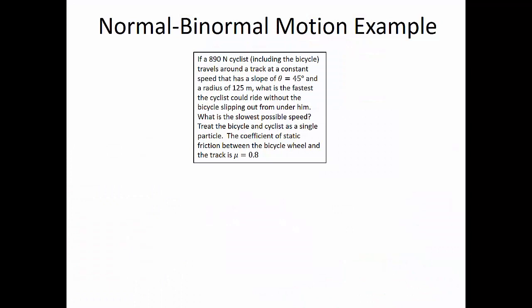We've got an 890 Newton cyclist, including the bicycle. They're traveling around a track at a constant speed. The track has a slope of 45 degrees and a radius of 125 meters. We want to know what the fastest the cyclist could ride without the bicycle slipping out from underneath them, and what's the slowest possible speed they can go. We're going to treat the bicycle and the cyclist as a single particle. The coefficient of static friction between the bicycle wheel and the track is 0.8.